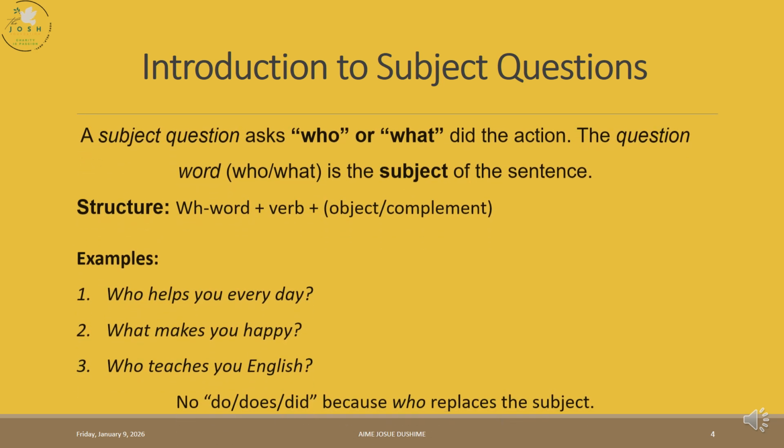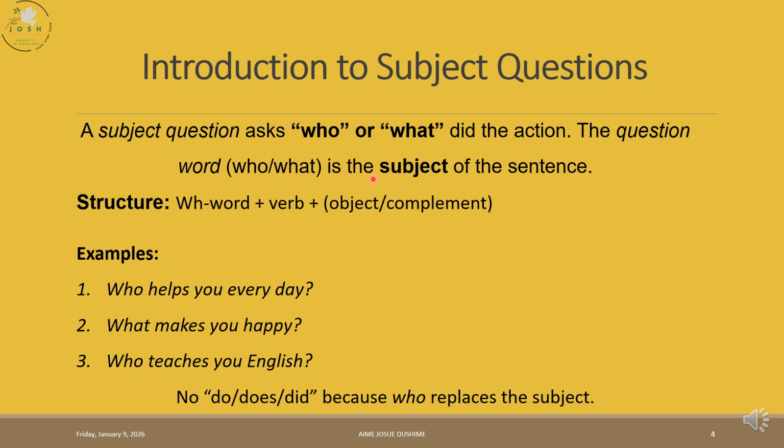Introduction to subject questions. A subject question asks who or what did the action. The question word who or what is the subject of the sentence. That's why in the previous lesson, the first lesson of A2, I told you we use who or what only, because we want to know who, a person doing the action, or what, the thing doing the action. The structure is very simple: WH word, which is who or what, plus verb, plus object or complement. Who helps you every day? What makes you happy? Who teaches you English? No do, no does, no did, because who replaces the subject.